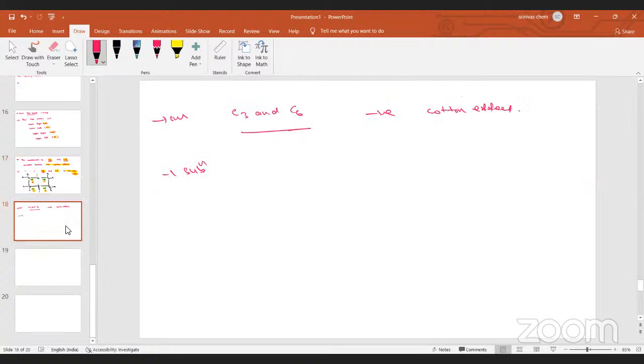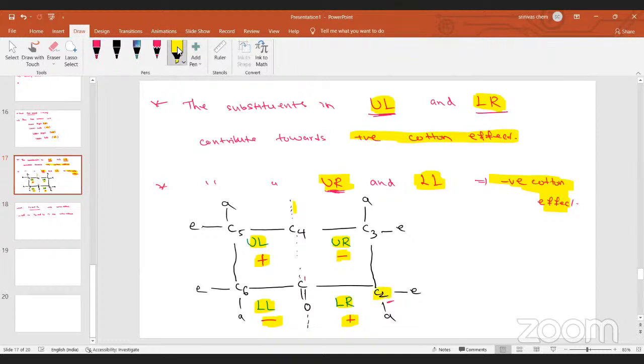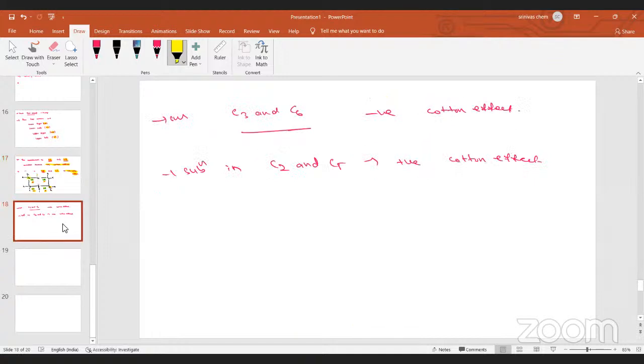The substance in C2 and C5 contributes the positive Cotton effect. This is about the Octant rule. See here, this is a cyclohexane diagram. According to the Octant rule, the substance in upper left and lower right contributes the positive Cotton effect, and the substance in upper right and lower left contributes the negative Cotton effect. So this is about the Octant rule.